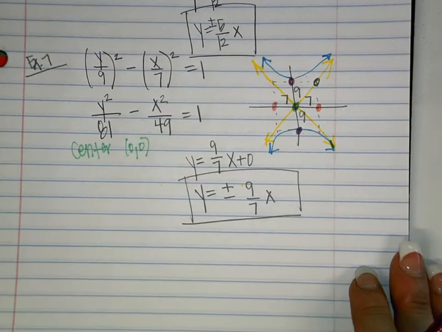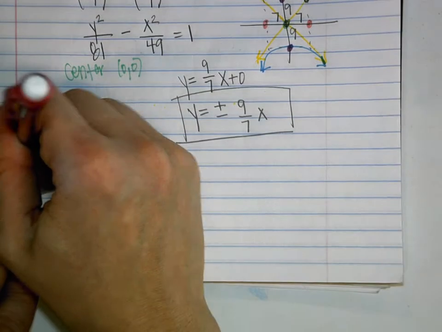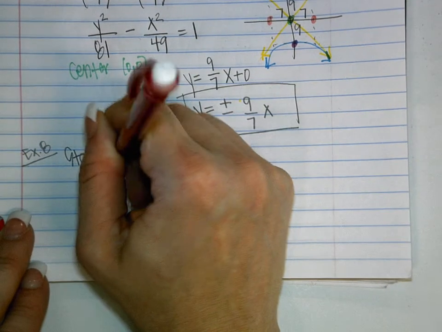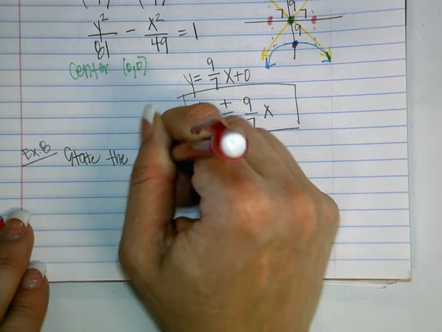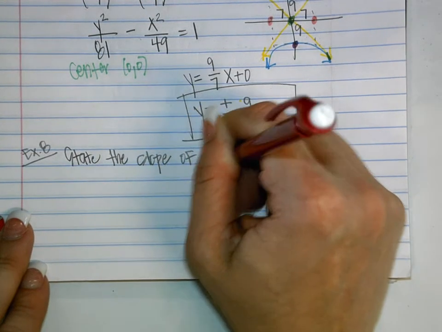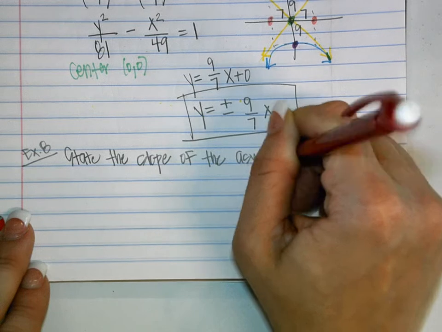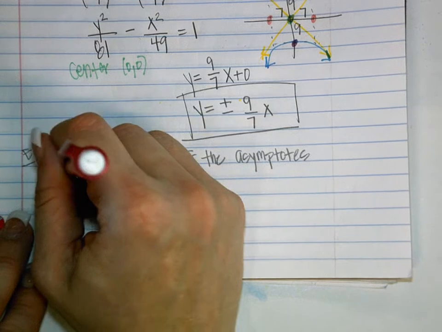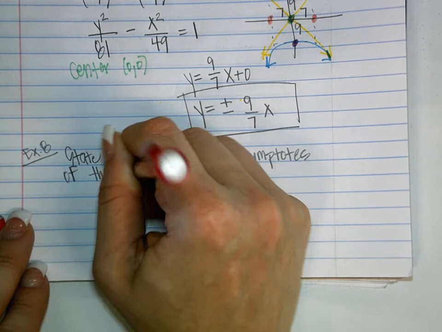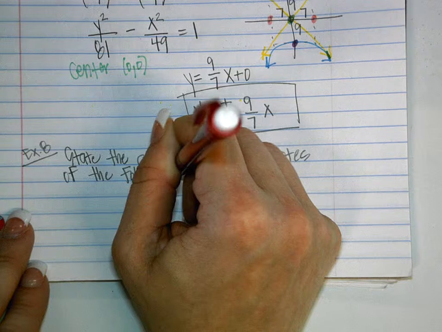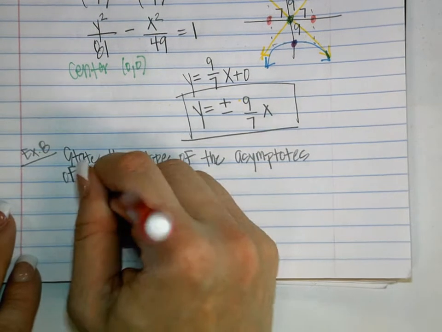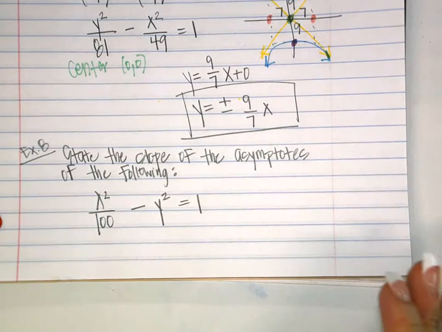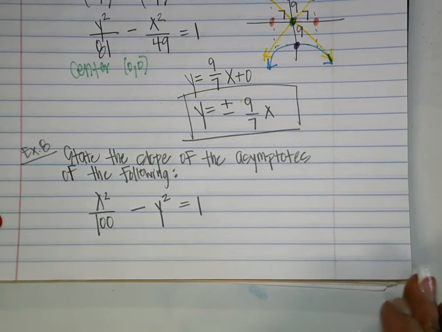Okay, last one, I promise. For number 8, I just want you to state the slope. State the slope of the asymptotes of the following. State the slope. X squared over 100 minus y squared equals 1.